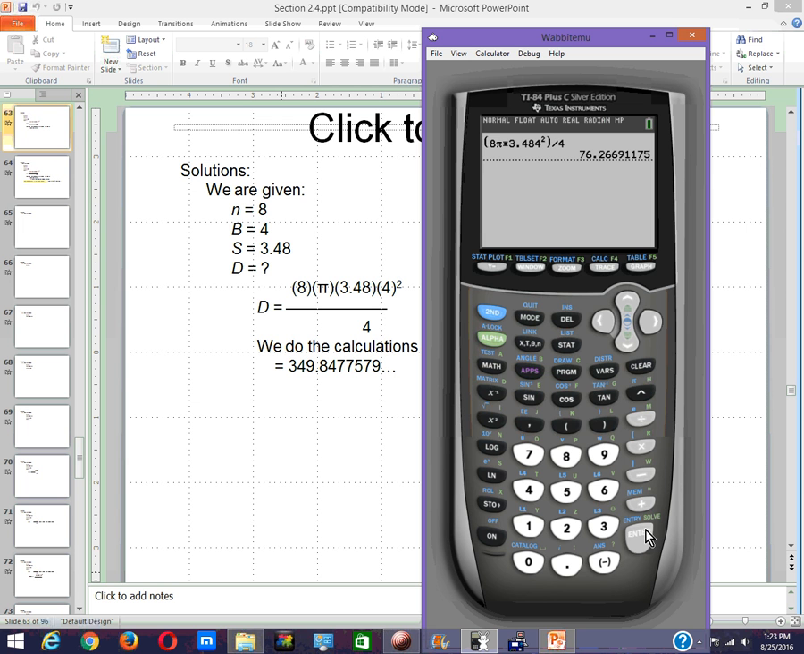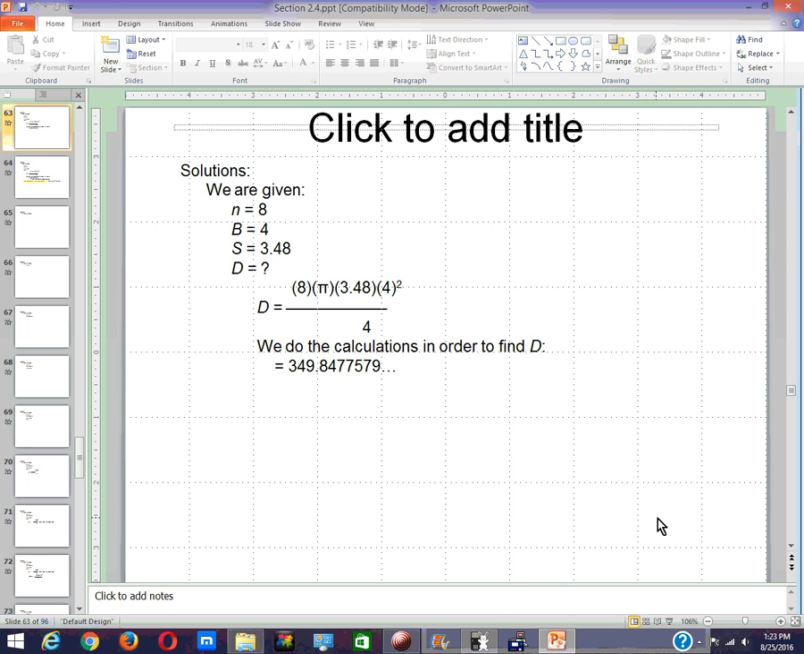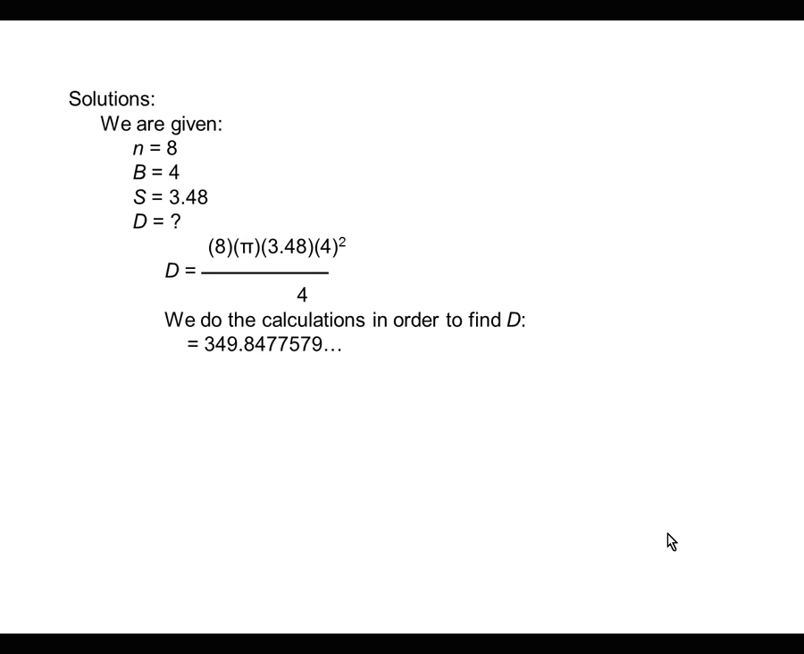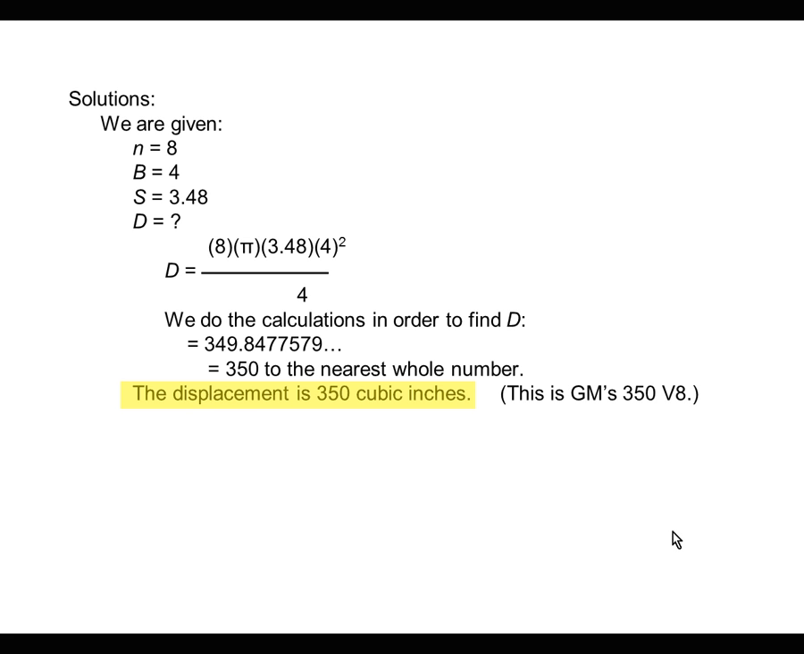So what did I do wrong? I didn't do my times. So let me edit that. I needed to have 3.48, and let me insert times. Yes. So notice before I was squaring 3.484. So there's your 349.84, and so on. So to the nearest whole number, 350. This is GM's 350 V8. They put it in a lot of cars.